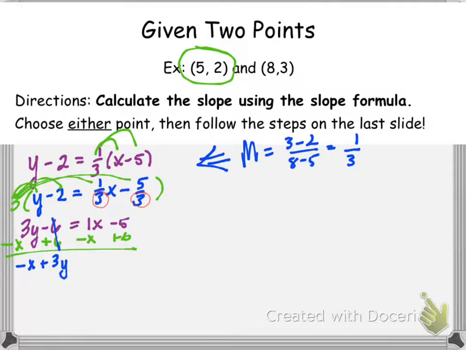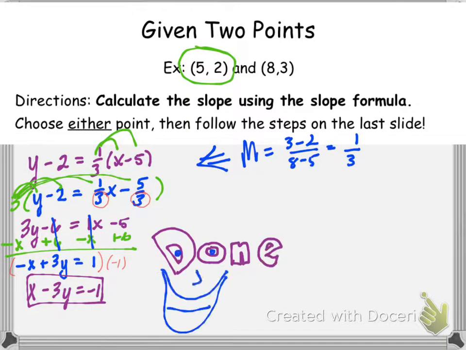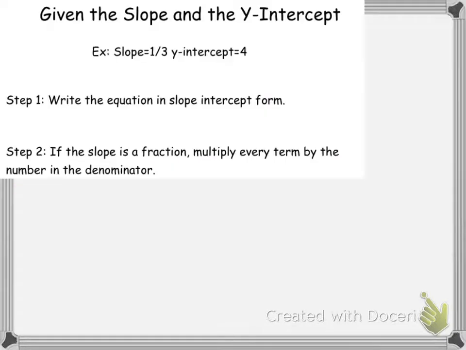Subtract the x from both sides. Add the 6 to both sides to cancel that out. And that's going to give me that. I got a -x, so I can distribute by a -1, and there we go. Sweet. One more. This is really easy.